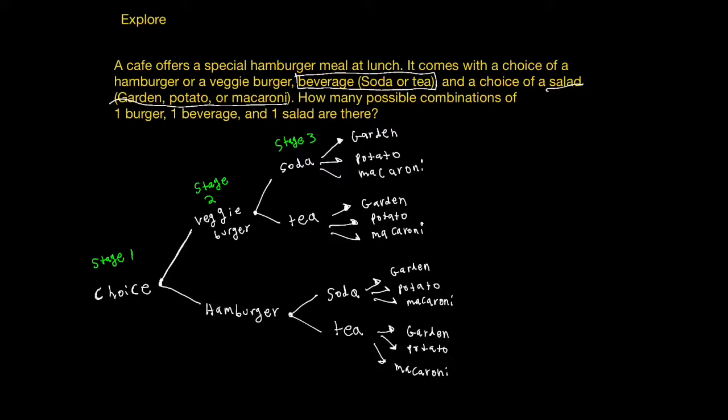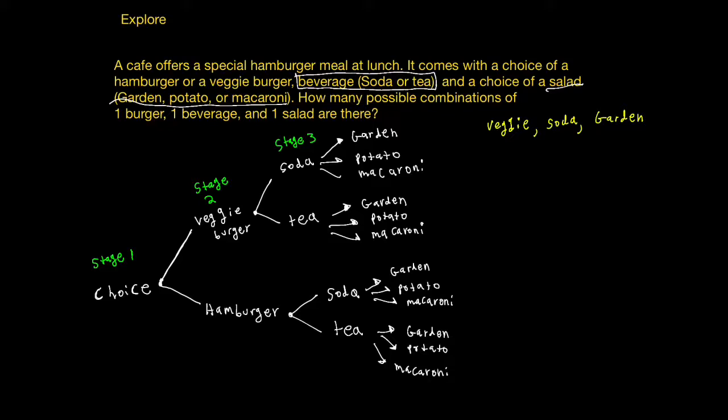And the same for the other three on stage 3. And to get all the possible combinations that exist of one burger, one beverage, and one salad, all we gotta do now is count how many leaves were towards the end of this tree diagram. So we have 1, 2, 3, 4, 5, 6, 7, 8, 9, 10, 11, and 12. So we have a total of 12 choices. And since we have all of the information for fun, let's just write them out.